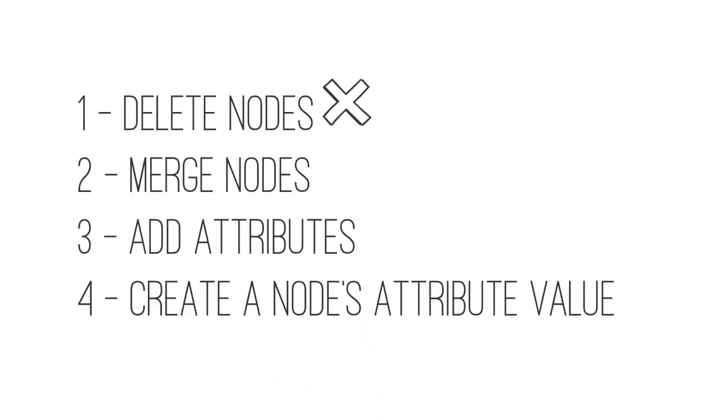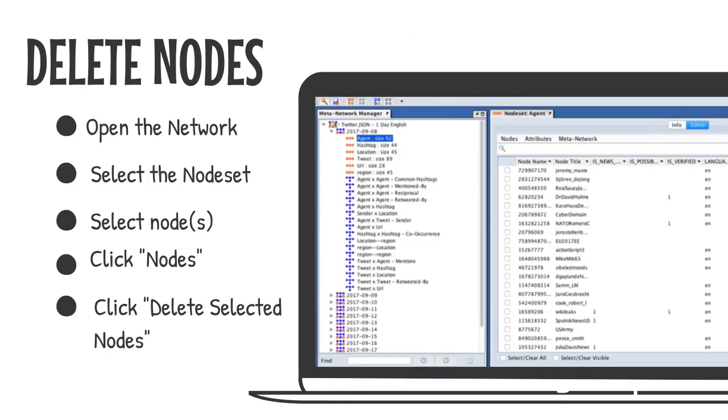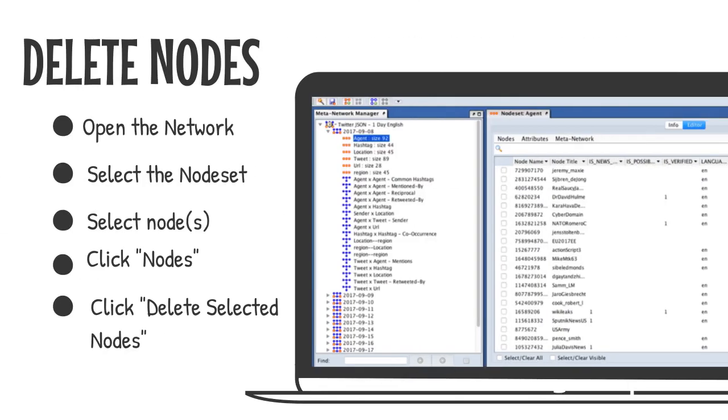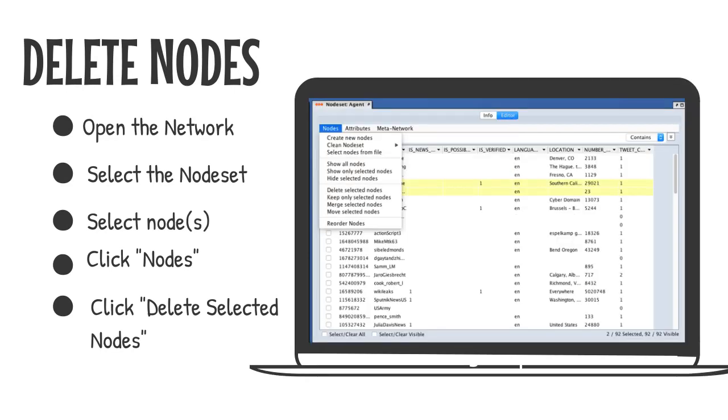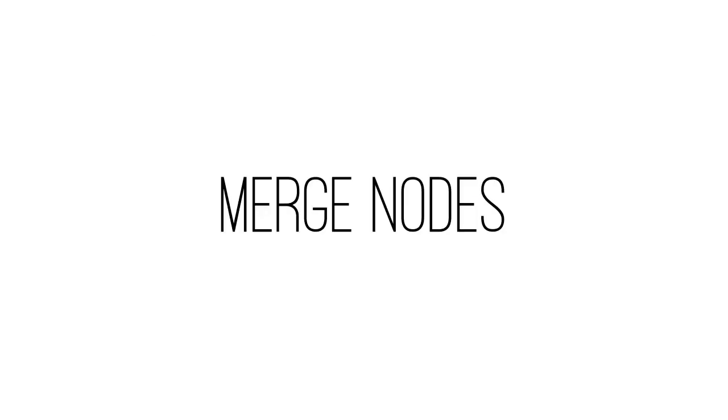Now that you know how to import data, let's look at how to edit that data. Specifically, let's look at how to delete nodes, merge nodes, add an attribute to a node, and how to change or give an attribute a value. To delete a node, open the network containing the node, select the node set the node is in, and click on the nodes you wish to delete.